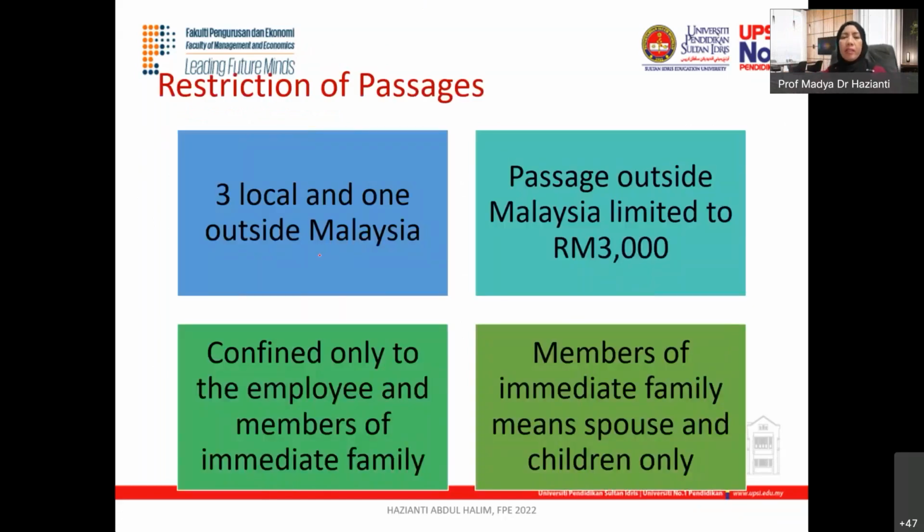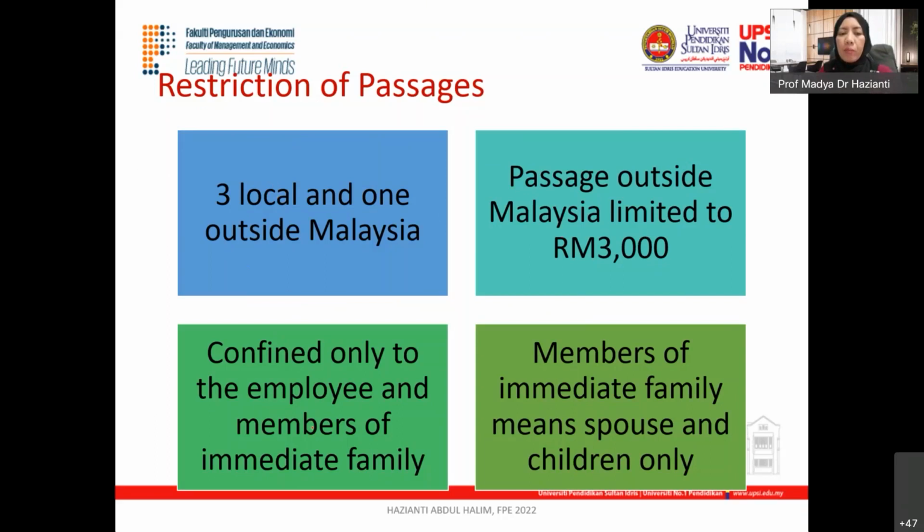Okay, restriction of passage. Okay, this is related to exemption sebabnya the company bayar you pergi holiday and you don't have to pay tax. Tapi ada syarat dia. 1, 3 local and 1 outside Malaysia in 1 year. Tak boleh lebih. Kalau you pergi 4 local, 3 je free, 1 lagi you have to pay tax. And normally the company pun akan bagi ikut ni lah 3 locals. Passage outside Malaysia is limited to 3,000.